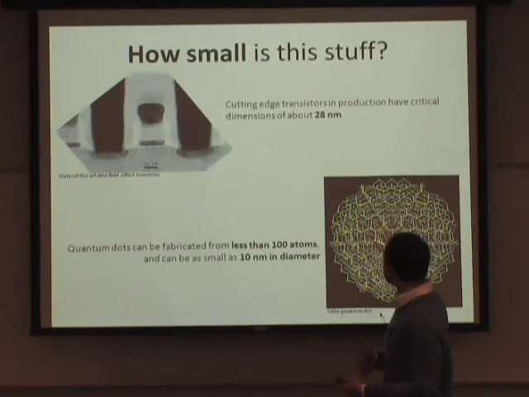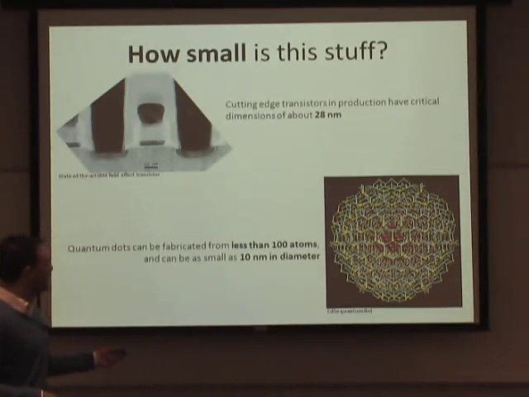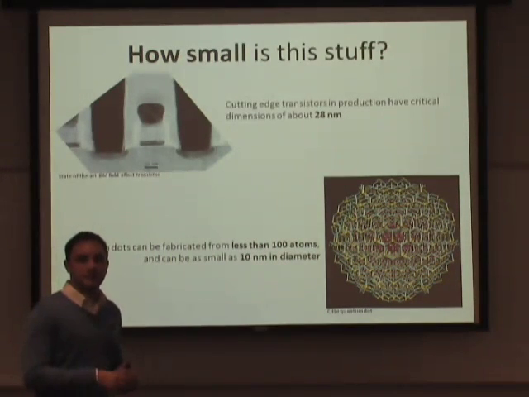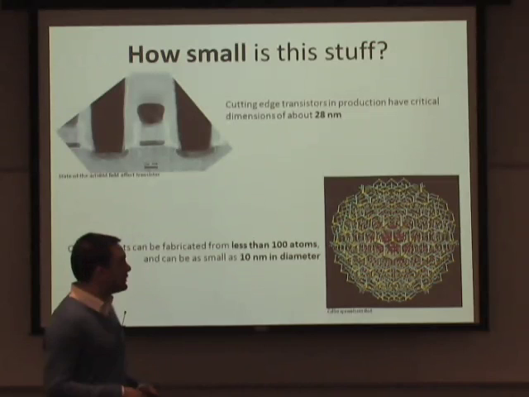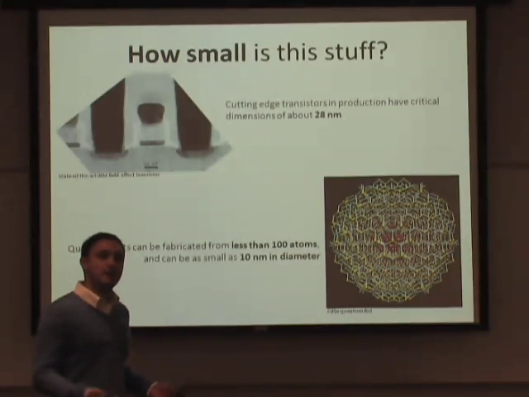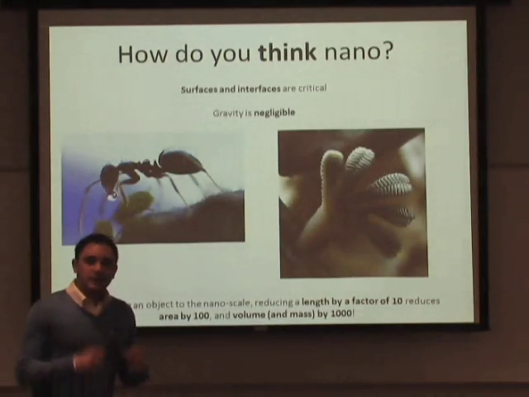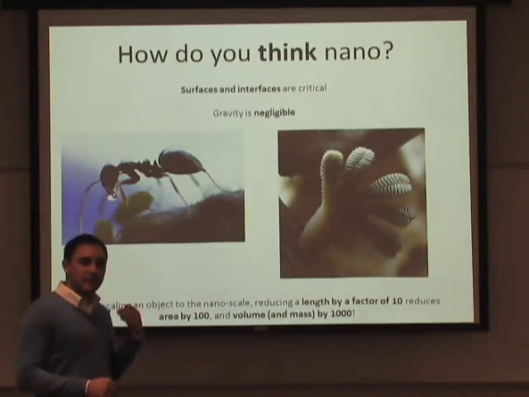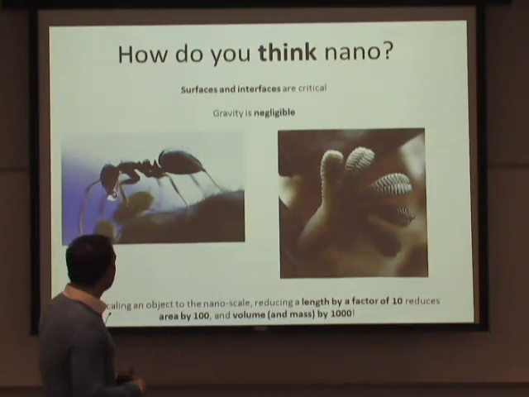Another example of tiny nanostructures are called quantum dots, where scientists can assemble them from as few as 100 atoms and use their unique properties of quantum mechanics to do things like improve LEDs and lighting. And these structures, because they're made of only just a few hundred atoms, can be as small as 10 nanometers in dimension. So how do we learn to think about the nanoscale? This is something I do in my research a lot, and something we'll learn to do in this class.